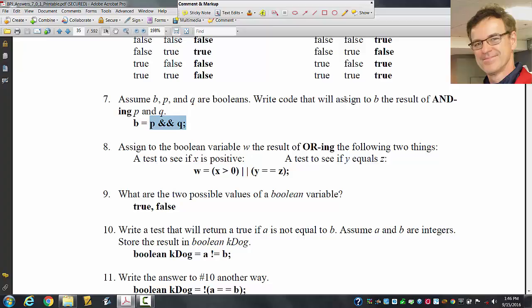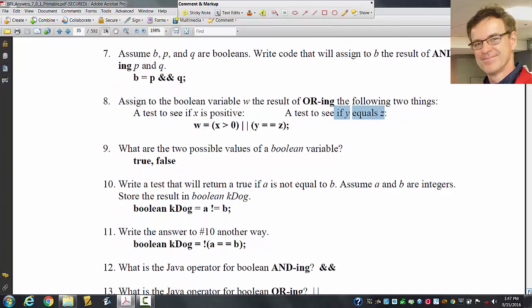Whatever that gives you, you put it in a B, and that's what you do there. Number 8, ORing 2 things. You want to see if X is positive. Okay, will that be easy on a quiz tomorrow or next Monday? I don't know, but I'll definitely find out. And on the other side of the OR goes a test to see if Y equals Z. I absolutely love questions 7 and 8 because that's what the AP exam makes us do. Read like a college level student and do Java like a college level student should do.